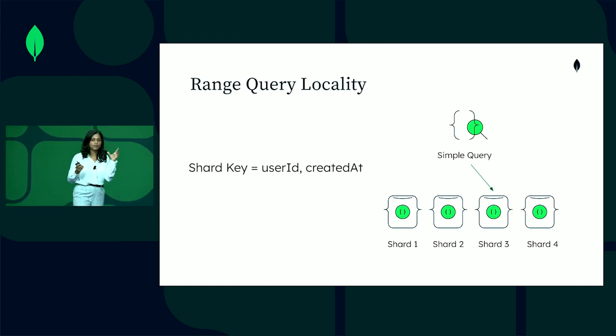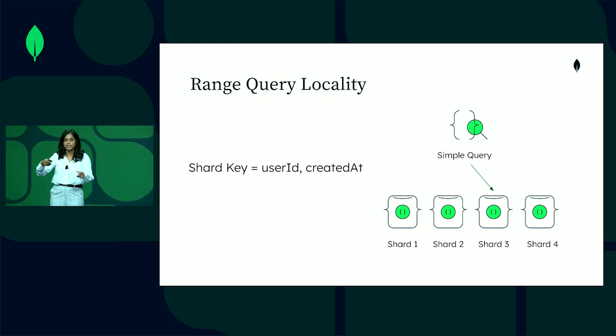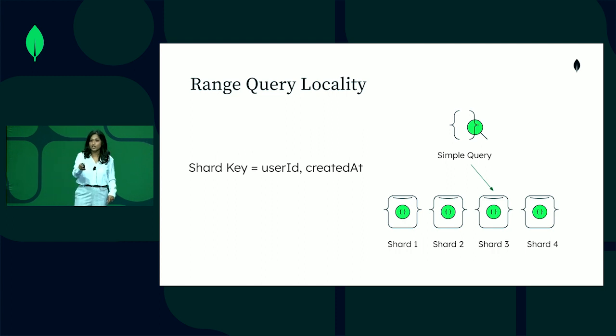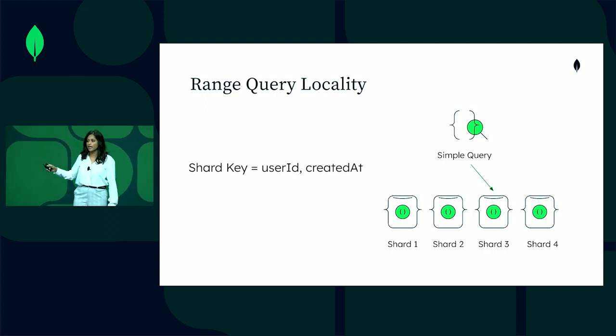If you think about a compound shard key, you combine essentially your user ID with created at. So now even though my data spilled over a few shards, my recent data is actually going to be on one shard, and using that created at index, we have solved the problem of doing a cross-shard query without having to look across the multiple shards.